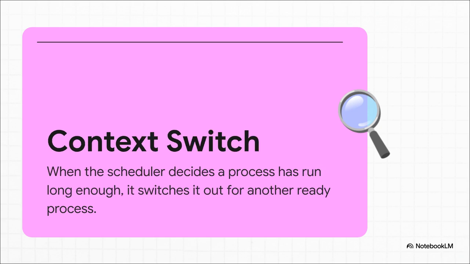So now our new browser process exists, but it's not running yet. The CPU scheduler has to give it a turn. To do that, it performs what's called a context switch. It meticulously saves the exact state of whatever was running before. The mayor basically puts their current meeting on hold. And then it loads up the state of our new browser. This happens hundreds of times a second, creating that seamless multitasking feeling.